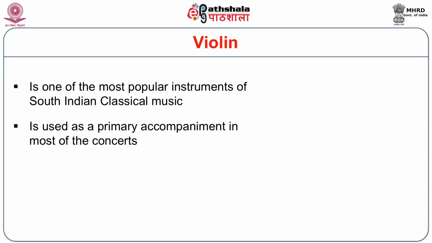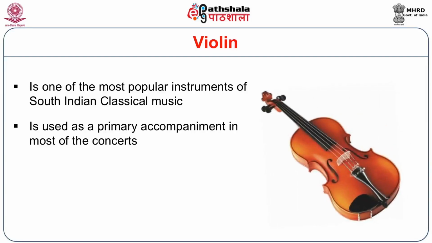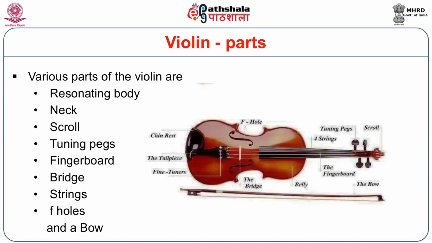The next instrument, and the most important instrument in the present day Carnatic classical music, is the violin. It is a popular musical instrument and a prominent primary accompaniment in the concerts. The violin has various parts like the resonating body, the neck, the scroll, the tuning pegs, the fingerboard, a bridge, strings, the F-holes. The violin is played along with a bow.